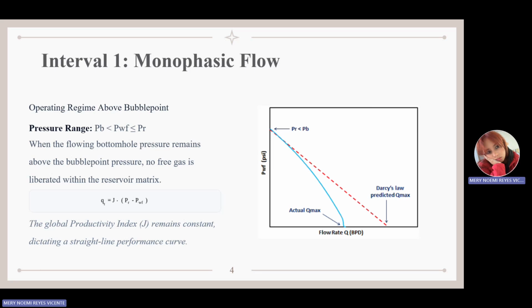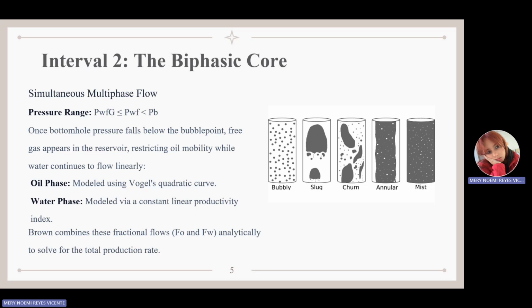In the first interval, the flowing bottom hole pressure remains above the bubble point pressure because no free gas is liberated within the reservoir matrix. The global productivity index remains completely constant. This yields a predictable straight-line performance curve dictated by Darcy's linear law. Interval 2 represents simultaneous multiphase flow below bubble point. Free gas restricts oil mobility, creating Vogel's quadratic curve, while water continues flowing linearly.